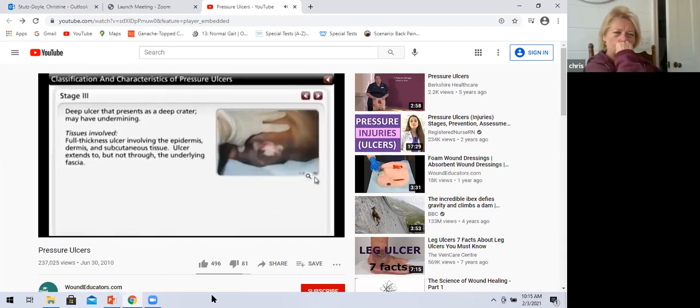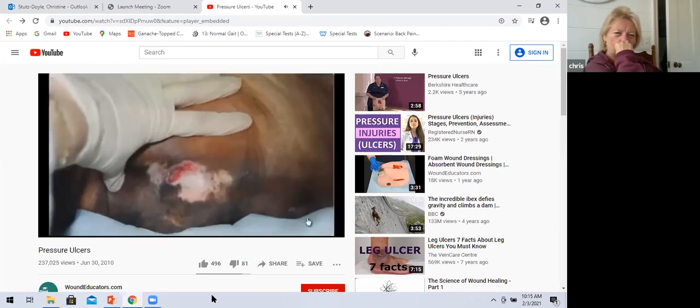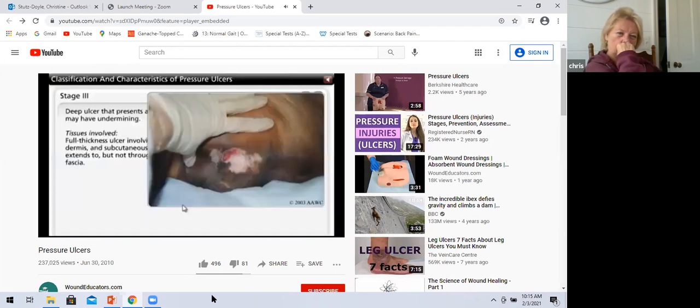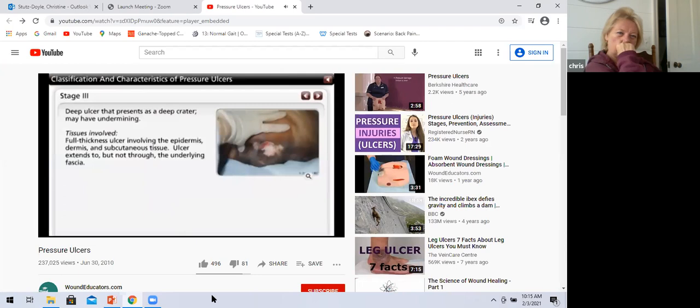A stage 3 pressure ulcer involves full thickness tissue loss. Subcutaneous fat may be visible, but bone, tendon, or muscle are not exposed. Slough may be present, but does not obscure the depth of tissue loss. Stage 3 pressure ulcers may include undermining and tunneling.